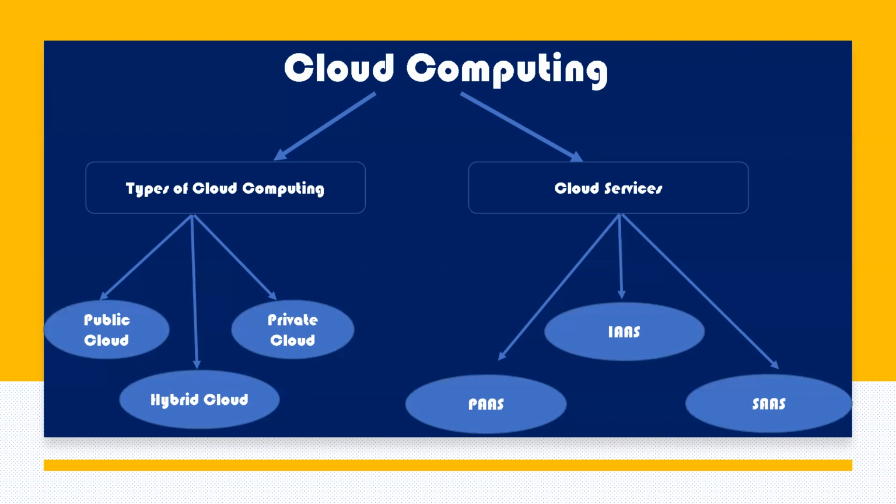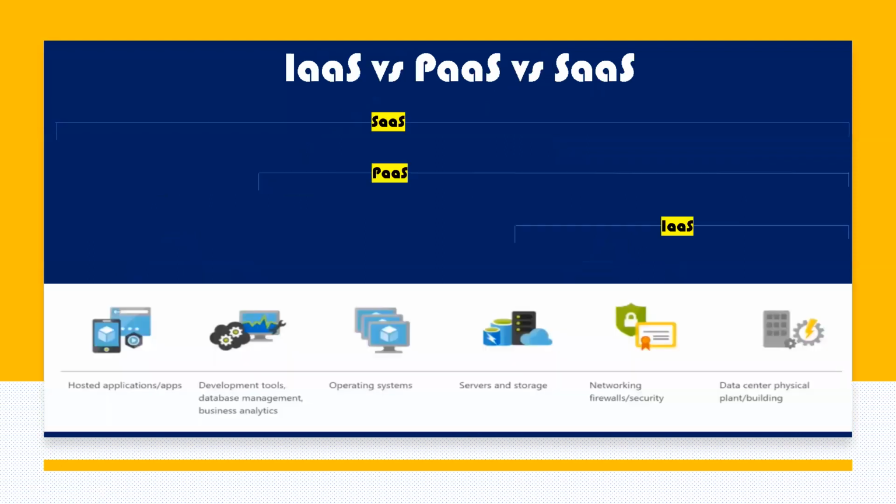So here, these three types of cloud services are available. Based on your business requirement, you can decide which service you are going to choose and purchase. So IaaS, infrastructure as a service, PaaS, platform as a service, and SaaS, software as a service. So this is an example of this environment.